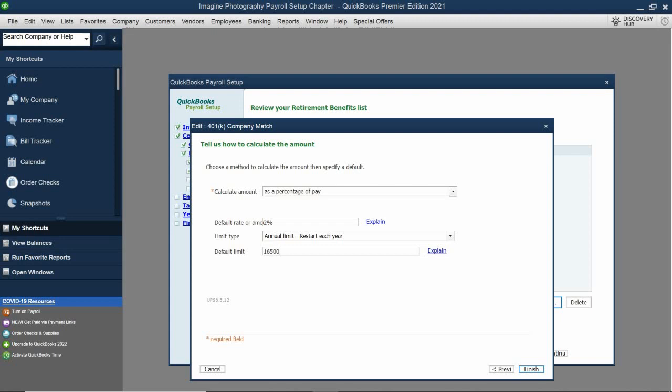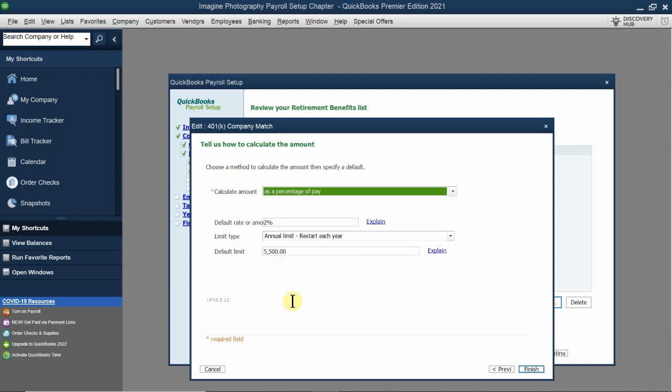$16,500. Oh wait, that's the wrong one. It's going to restart at 5,500. So that means that's the cap amount that the company can pay into for the whole year. Okay? If you're going to do 2% of their paycheck, that means it will cap at 5,500 per year.